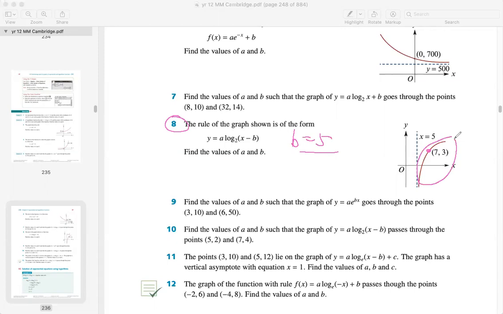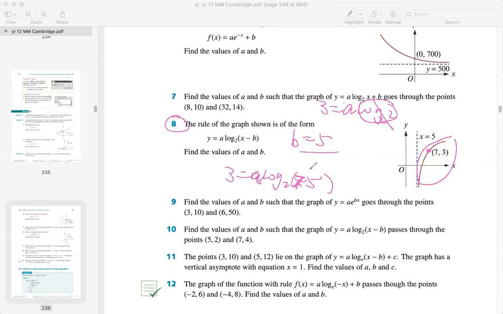So once I got b equals 5, I plug in 7 and 3. 3 equals a times log 2 of x minus 5. Then I can just solve for a. Okay? Sorry, it's 7 minus 5. My bad. So it's just 3 equals a times log 2 of 2. Log 2 of 2 is just 1. So a is 3. Right? So the final answer is just y equals 3 times log 2, then brackets x minus 5.